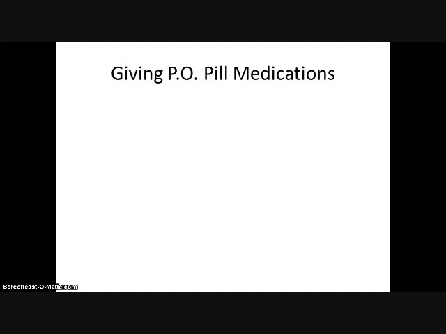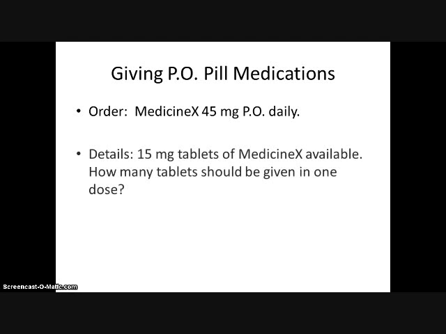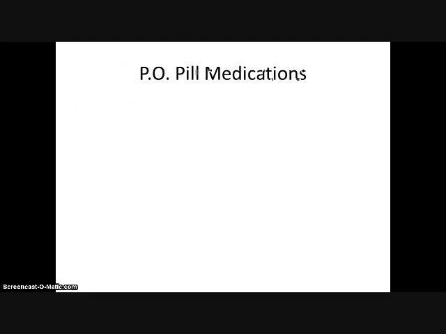So, let's give a PO medication. You have an order for 45 milligrams of medicine X to be given by mouth every day. You have a bottle of medicine X tablets available. Each tablet has 15 milligrams. How many milligrams should be given?